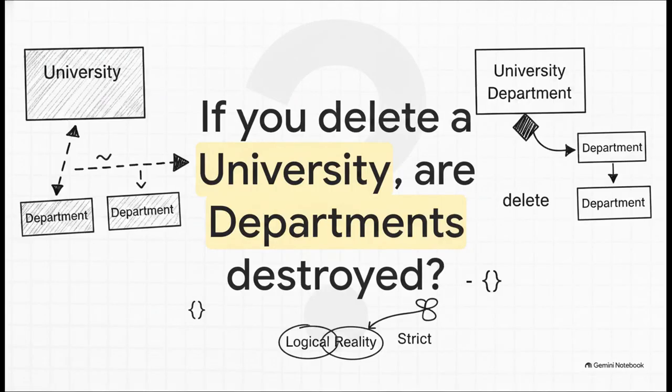I'm going to leave you with a bit of a provocative thought to really test your mastery here. If you delete a university object in your C++ code, should all of its associated departments be inherently destroyed as well? Think about the real-world logical reality versus strict code ownership. And more importantly, if you drew this exact relationship out right now, would you use a hollow diamond or a solid diamond? Does your visual UML diagram perfectly match your underlying C++ logic? I'll let you mull that over.